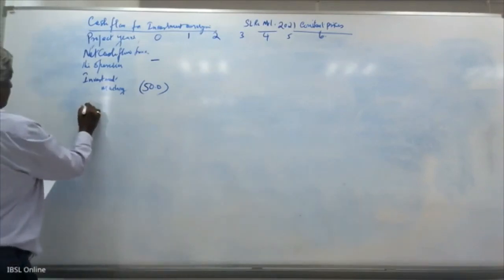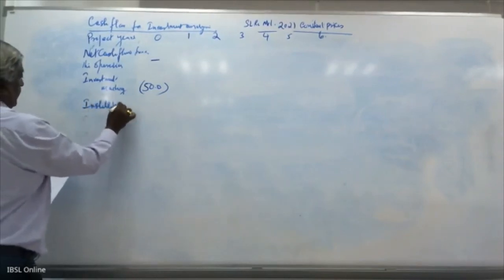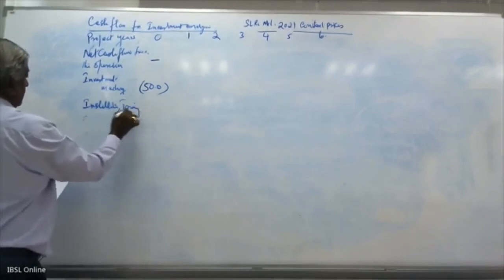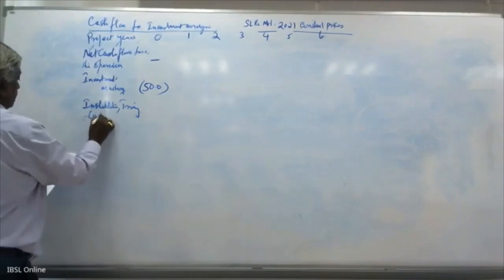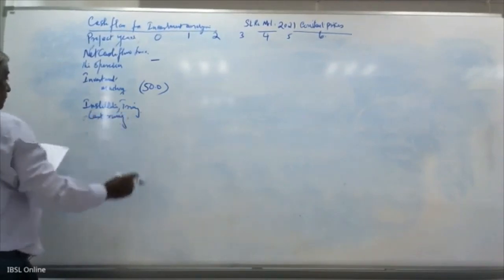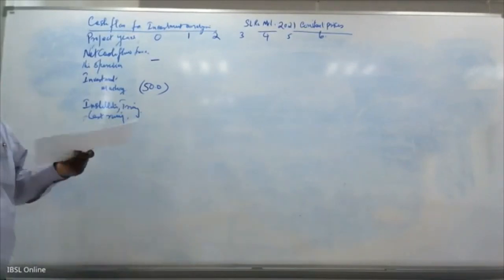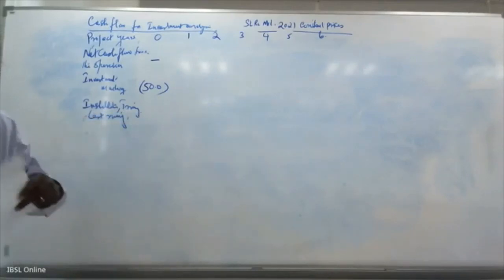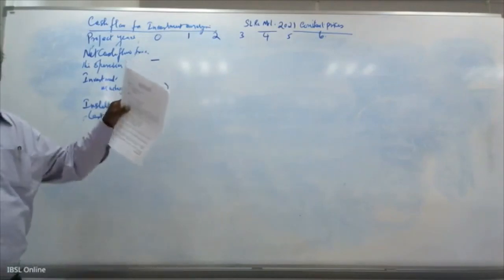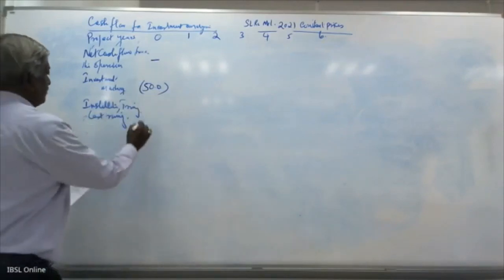For installation, training of staff, test running. Actually, in a project, they will do only test installation and then train the staff. If the machinery is new and modern, you have to train your staff and operate with test running. Maybe for 2 or 3 weeks, you run and see, and then only you will start the commercial production. So all these things, 3 million.